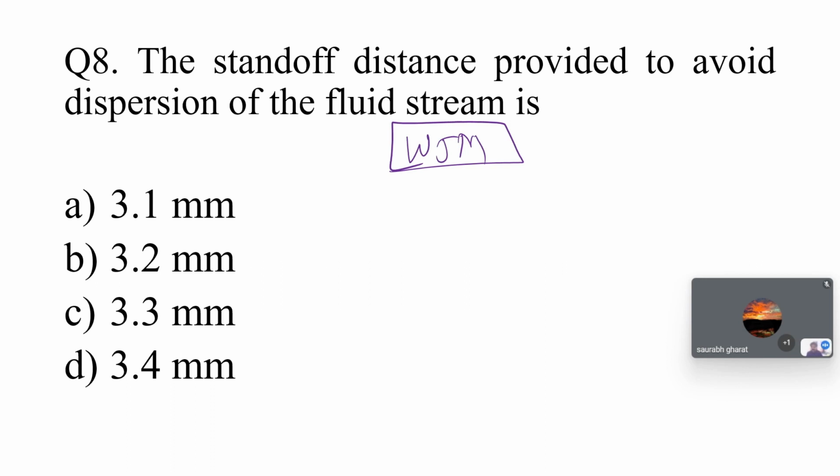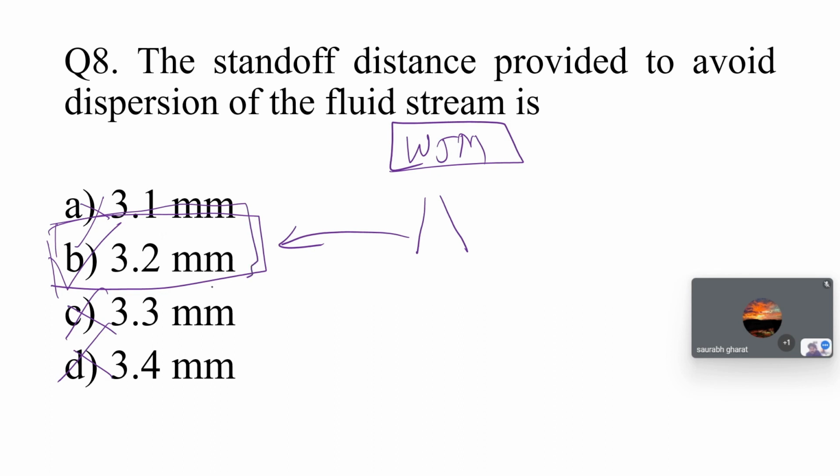The stand-up distance provided to avoid the dispersion of the fluid stream is: 3.1 is not the correct answer, 3.2 is the correct answer, and 3.3 and 3.4 are not. If you go properly through the slides you will get the answer, because the water stream will divert like this, and this should not happen. So the proper stand-off distance must be provided. According to the slides, the standard point they have provided is this answer, so you have to go by this answer. So this will be the correct answer.